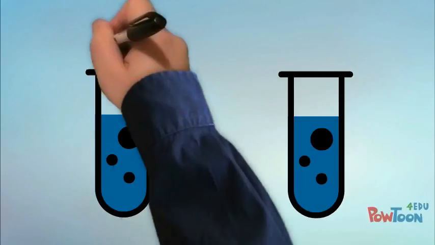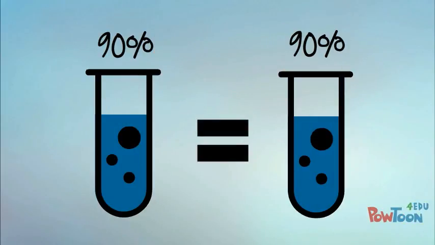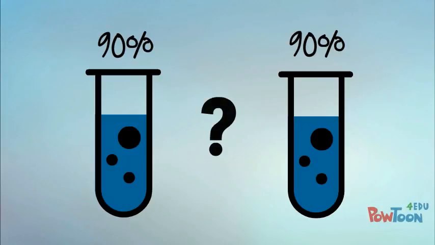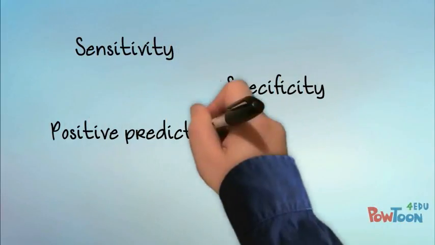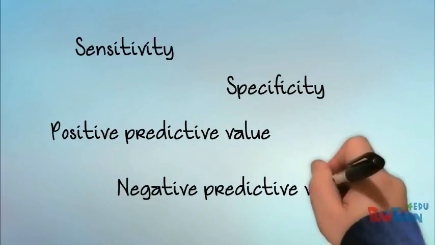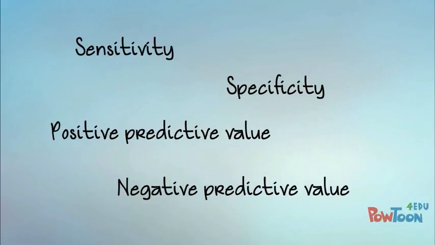For example, take two tests that are both 90% accurate. They might not necessarily be equal in other ways, as they might differ in the number of false positive or false negative results they give, which has important implications for how the test result is interpreted. Terms like sensitivity, specificity, positive predictive value, and negative predictive value give us more information about how a test performs, and we'll come to these terms again later.